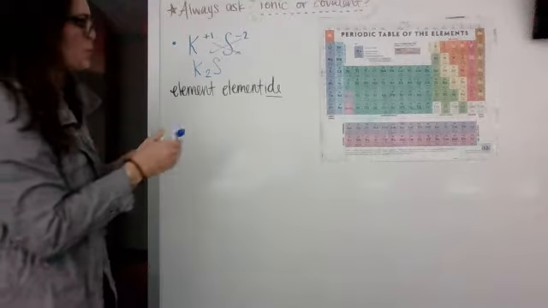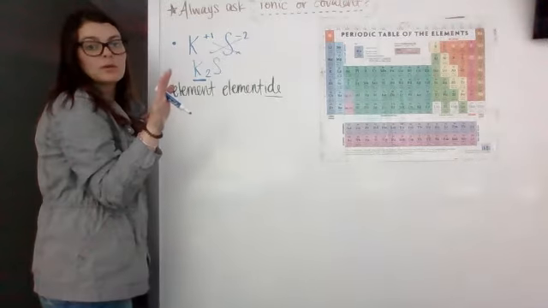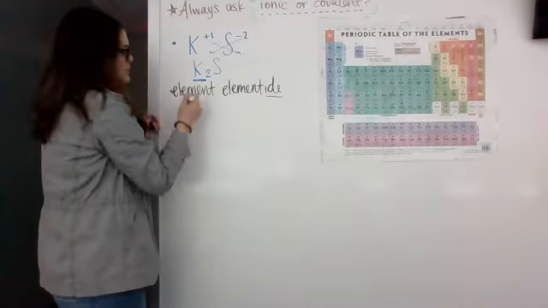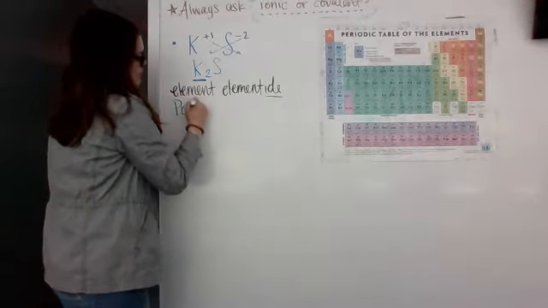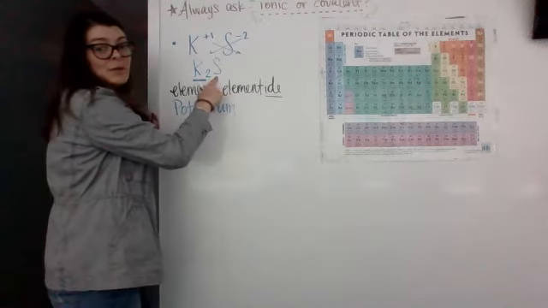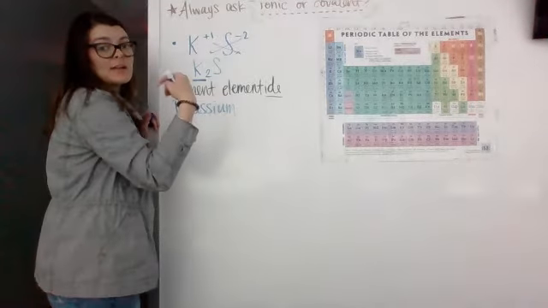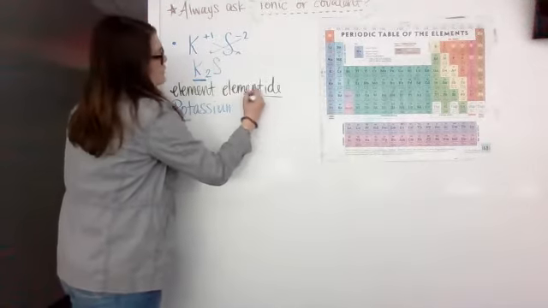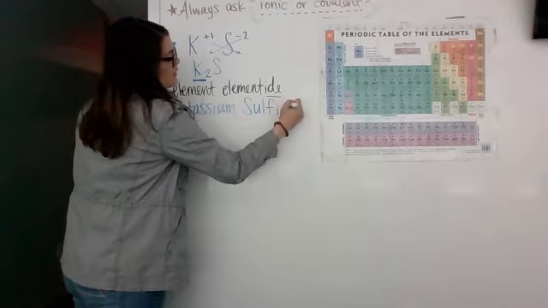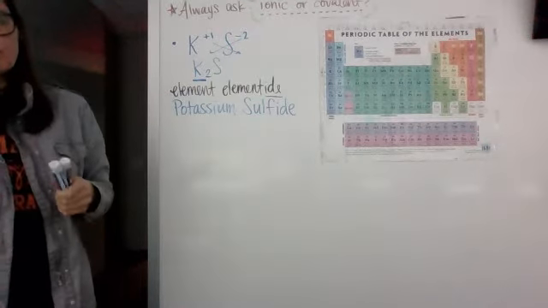We have to take the first element. We don't care about the numbers, we're just looking at the element symbols. K is potassium, so that's going to be potassium. And then we have sulfur, so we take off the ending, sulf, and then we add IDE at the end. Sulfide. So potassium sulfide.